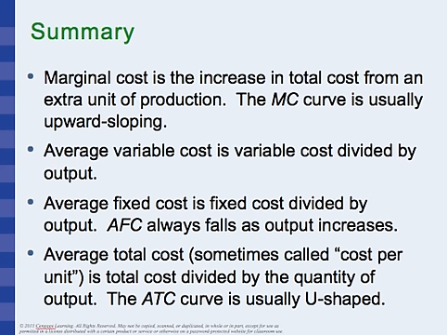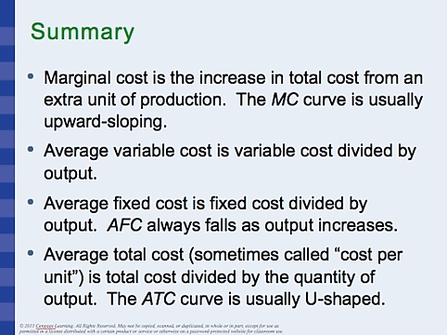The average variable cost is variable cost divided by output. Very simple. A lot of words, but it's very simple. Your variable cost divided by how much you produce. Average fixed cost is fixed cost divided by how much you produce, your output. Average fixed cost always falls as output increases because it's fixed. You're dividing that fixed cost by more and more quantity as you go over time. Now, variable costs can increase over time.